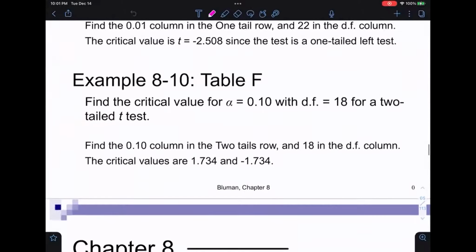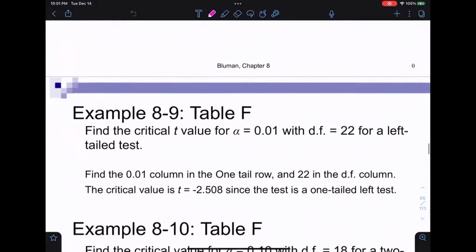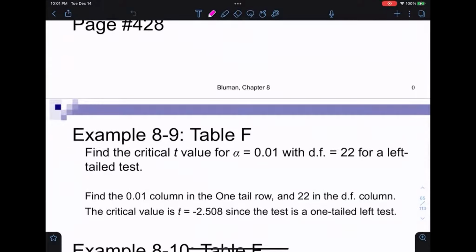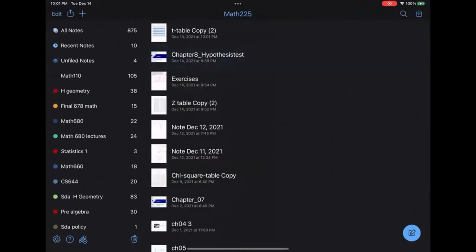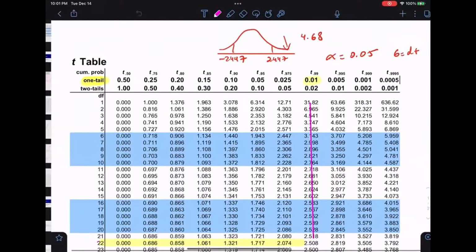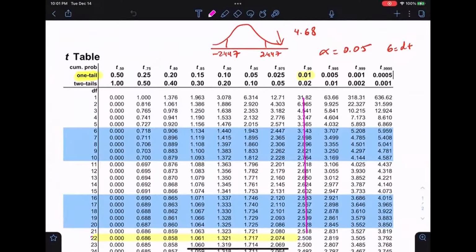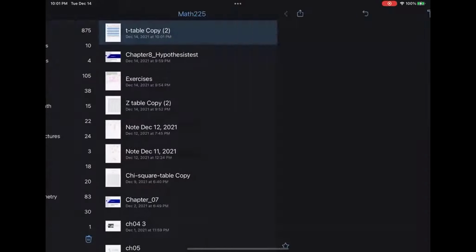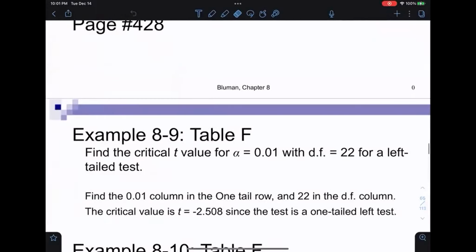So the result should be, let me see if I missed something. Okay, here it is. Because this is a left tail test, you have to put a negative. Don't forget that, right? Because this is also symmetrical. So when I found the table, I found 2.508, but because this is a left tail test, don't forget, this is the t-test, the student test, it's also at the left tail. So if they're asking you for a left tail test, make sure that you put the negative, okay? But anyway, it's 2.508, right? Okay, so that's it.